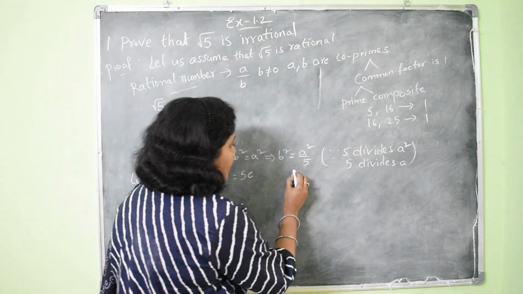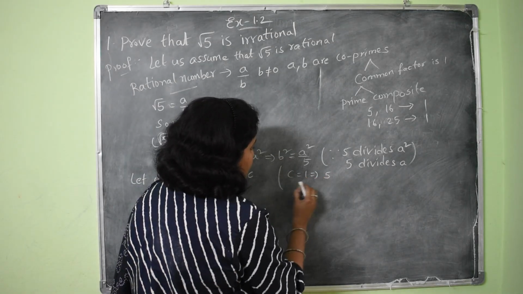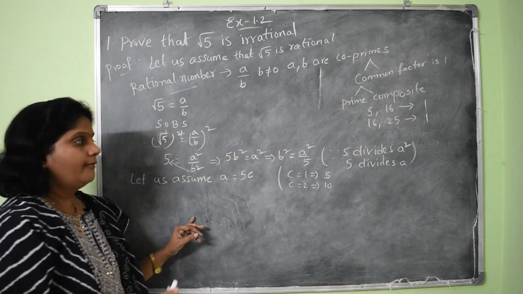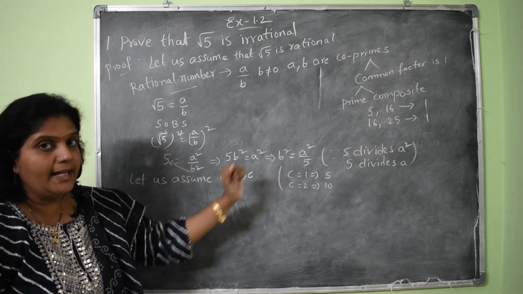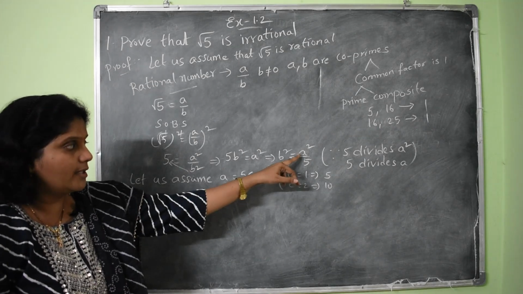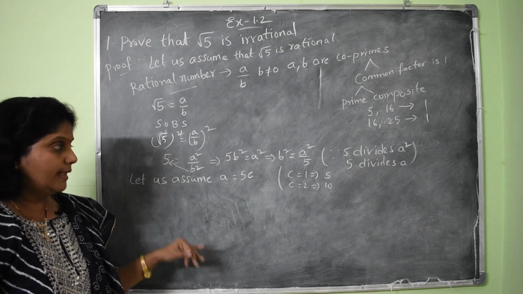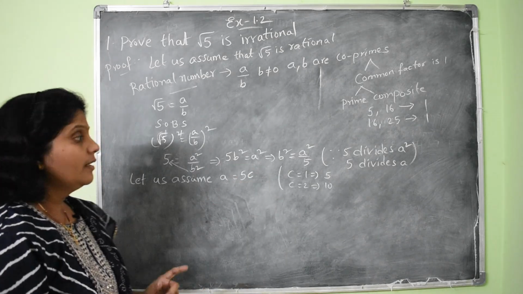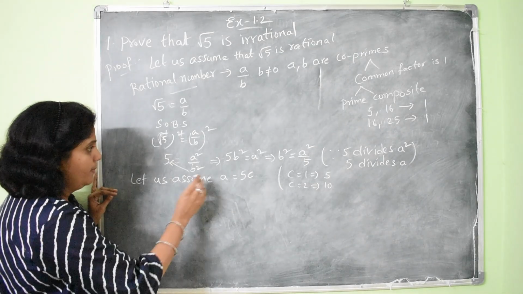If we take c value as 1, what will it become? 5 into 1, 5. For c value 2, 5 into 2, 10. So it is a multiple of 5 only. So 5 is dividing a square. A multiple of 5 is going to divide a square for any c value. So that's why I am assuming a is equal to 5c and not b is equal to 5c.